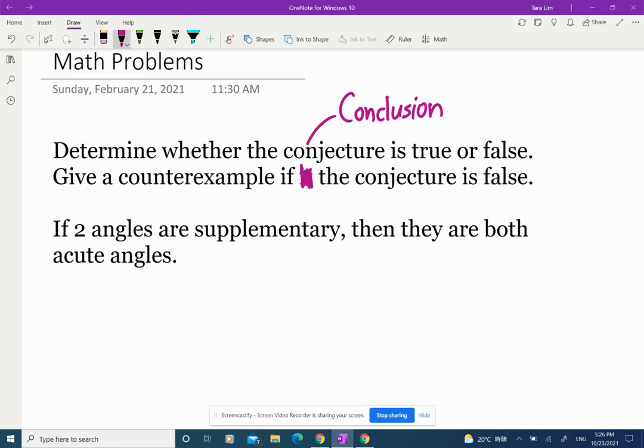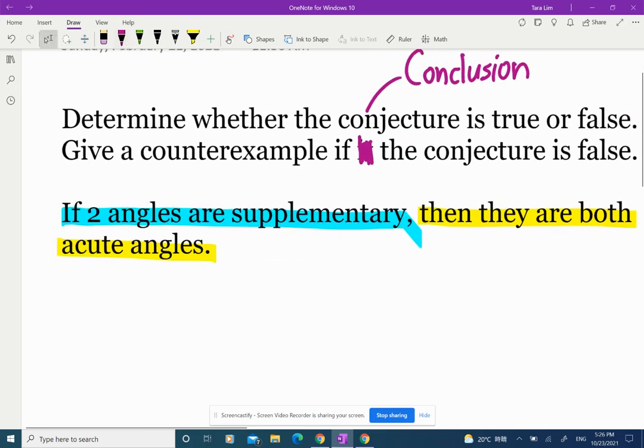So here we have a sentence. If two angles are supplementary, then they are both acute angles. Now, for the blue part that I highlighted, it is the if part. Whenever we see something like this, the if part of the sentence is always true. It's given.